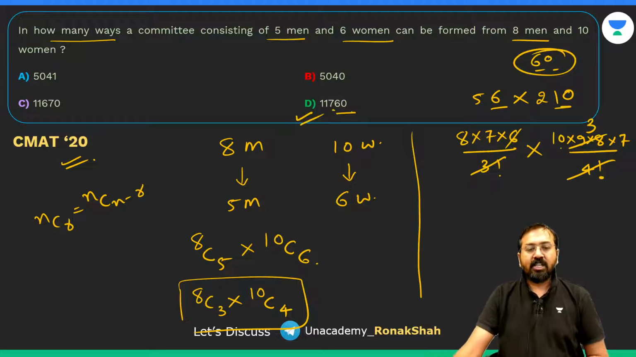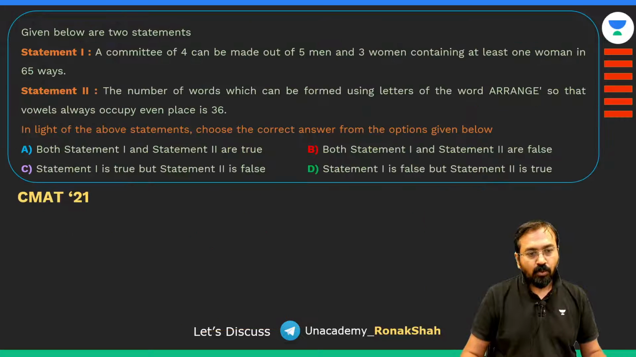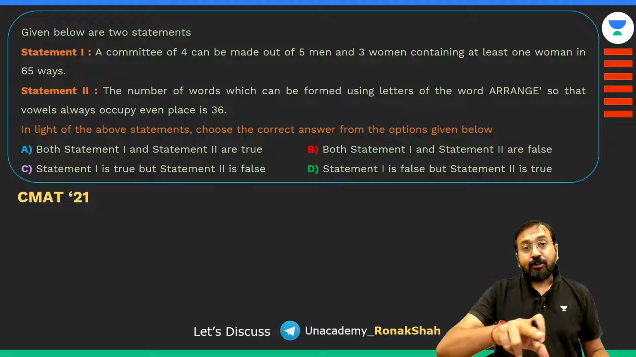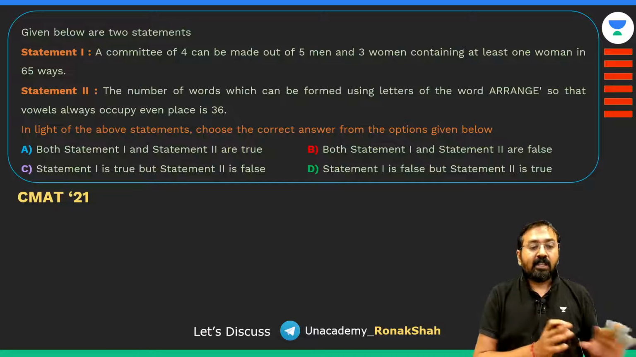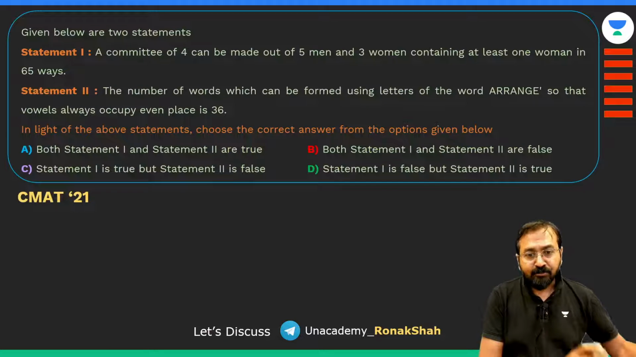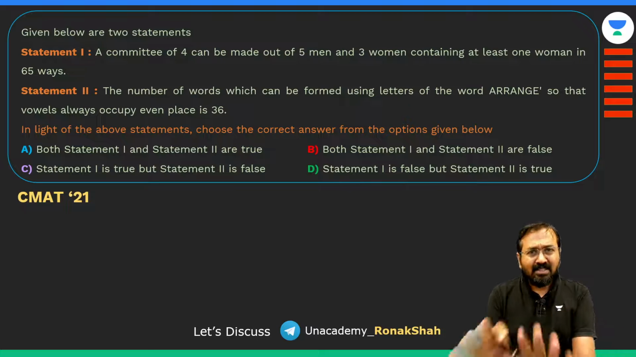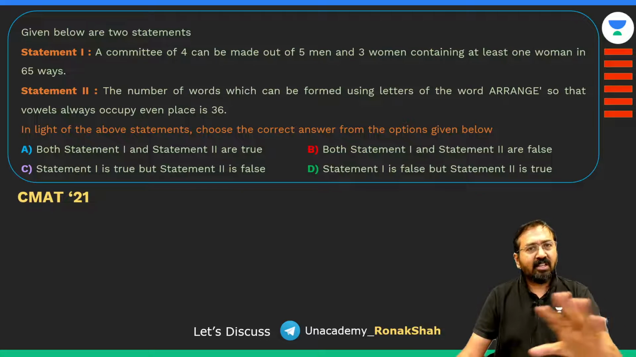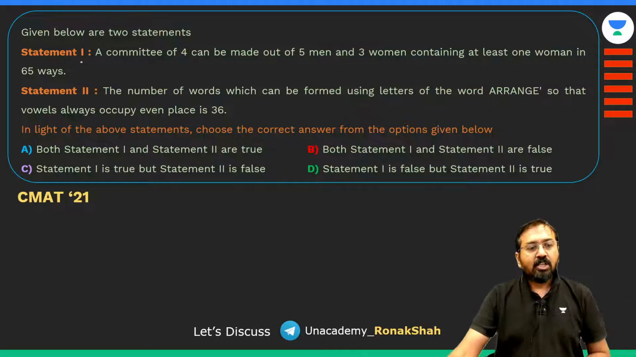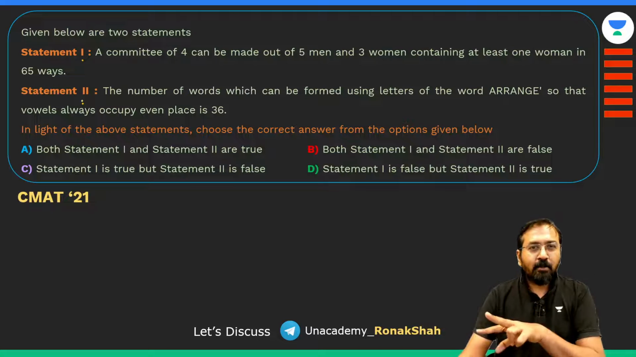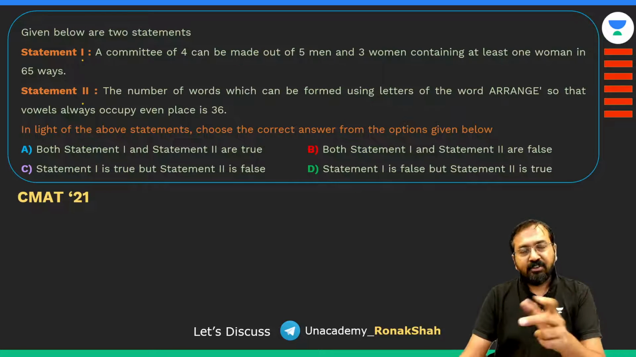So tick mark option D. You really don't need to do the complete calculation, right? Now this variety of questions are coming very frequently starting from CMAT 2021. Please be prepared. These are easy questions. In such questions they are giving very easy questions actually. So there are 2 statements, rather 2 sub questions, and you need to verify whether they are correct or not.